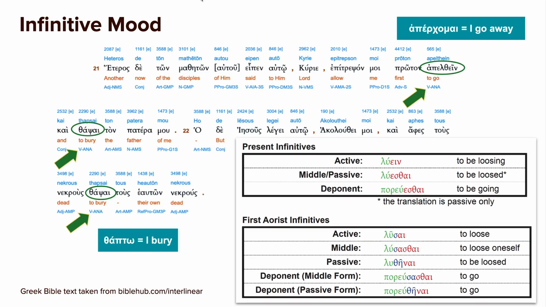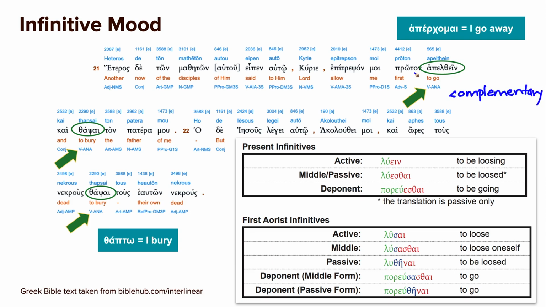Now let's talk about the infinitive mood. Here we see this person asks Jesus, allow me first to go. So allow me to go. This is exactly how we use it in English. So apelthein is the object of the verb allow. So it's kind of like a noun here, allow me to go. And this is what's called a complementary infinitive. It complements another verb, meaning it finishes the thought.